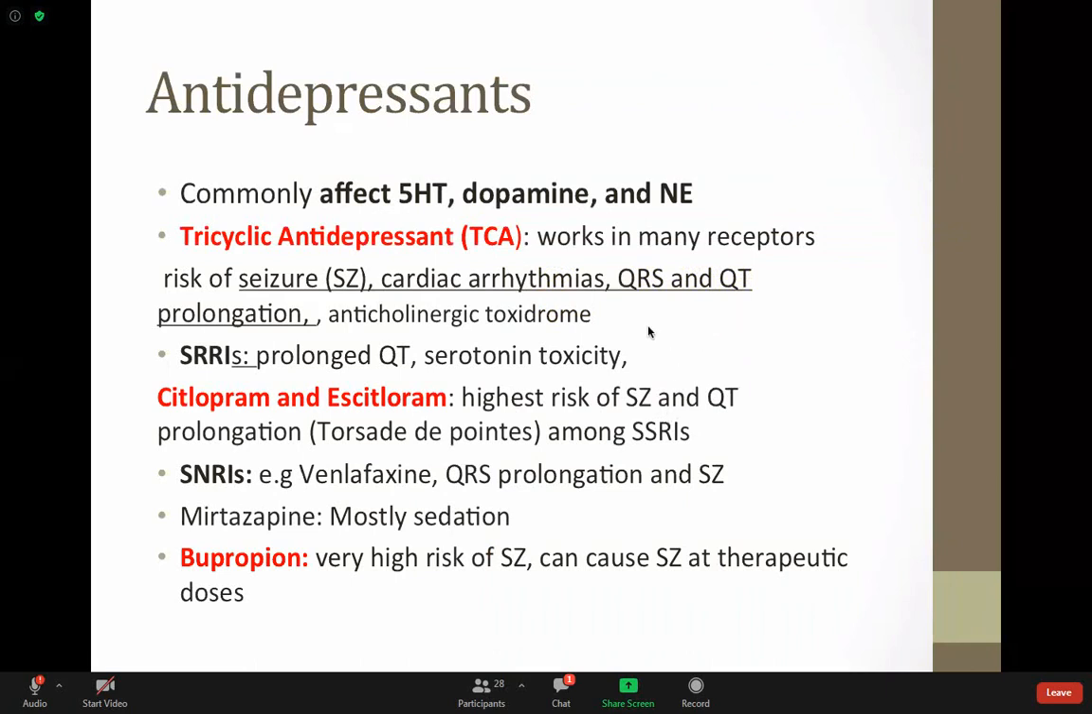Okay, antidepressants. In general, antidepressants will cause increased serotonin. They can cause serotonin toxicity. Some antidepressants can increase norepinephrine too. We call them SNRIs, serotonin norepinephrine reuptake inhibitors. SSRIs, serotonin reuptake inhibitors, are the common ones used. And also some of the antidepressants will increase dopamine.